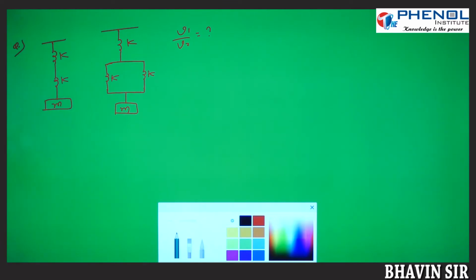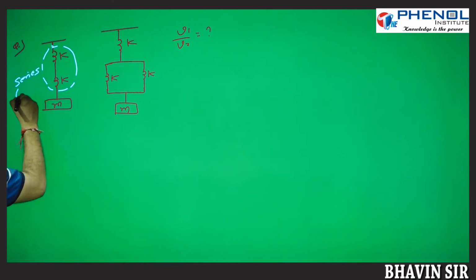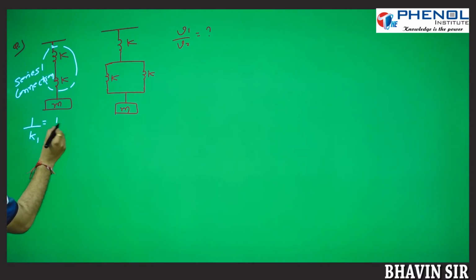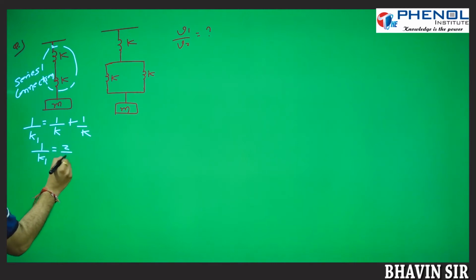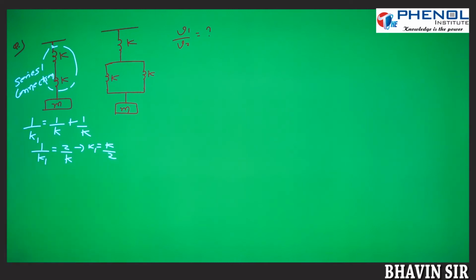See students, in the first case, both the springs are in series connection. So in series connection, what is the effective spring constant? 1 by k plus 1 by k. So what is the value of k1? k by 2.